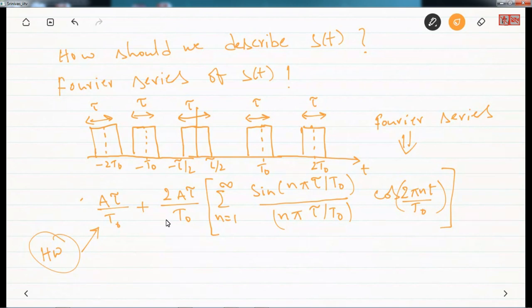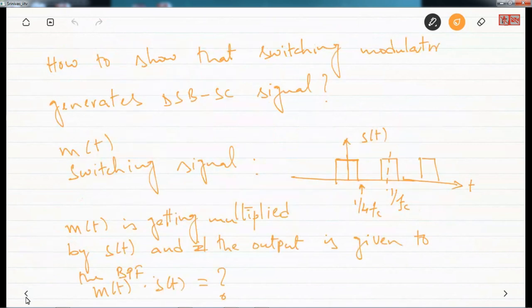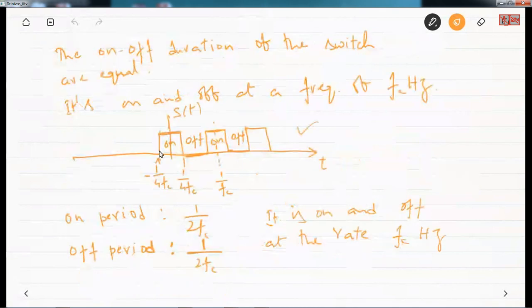Now why are we considering such a waveform? Because our switching waveform is exactly similar to this, right? Very similar to this. So let us see that. This is our switching waveform. Where is that? Yeah, right. So what is our tau? It is on for 1 by 2 fc, off for 1 by 2 fc.